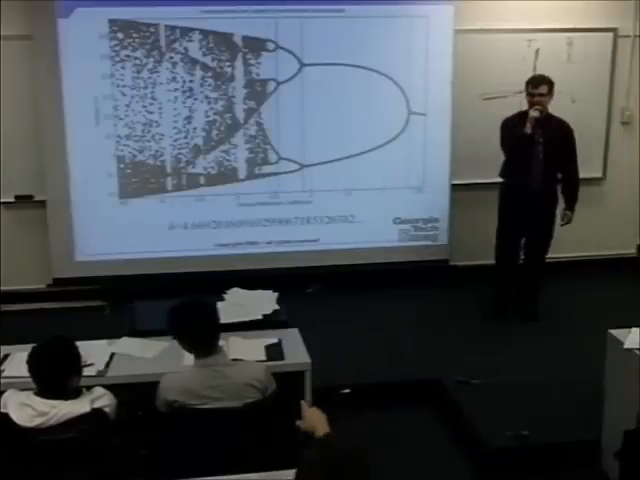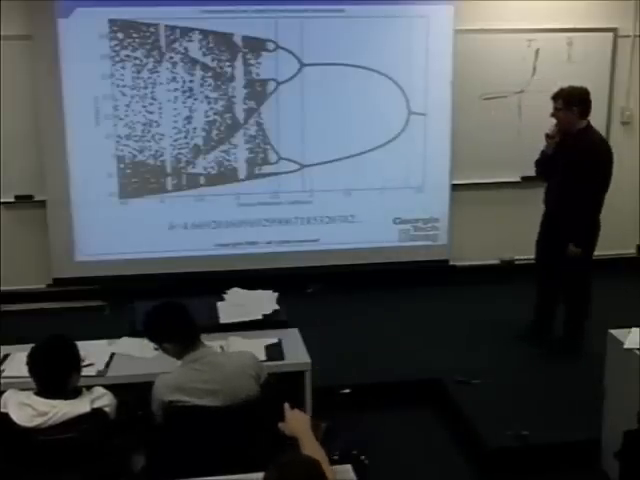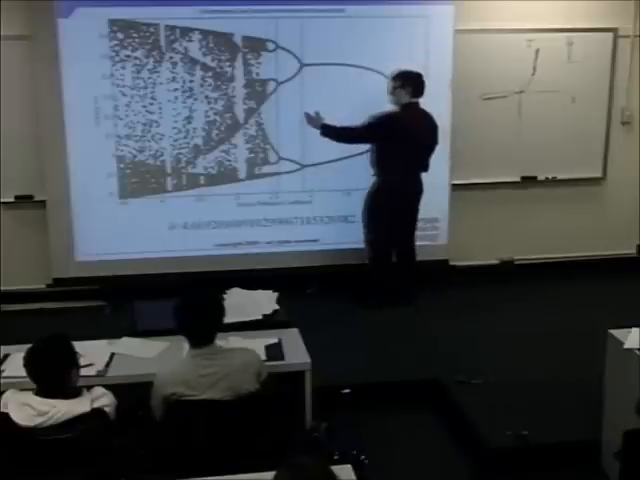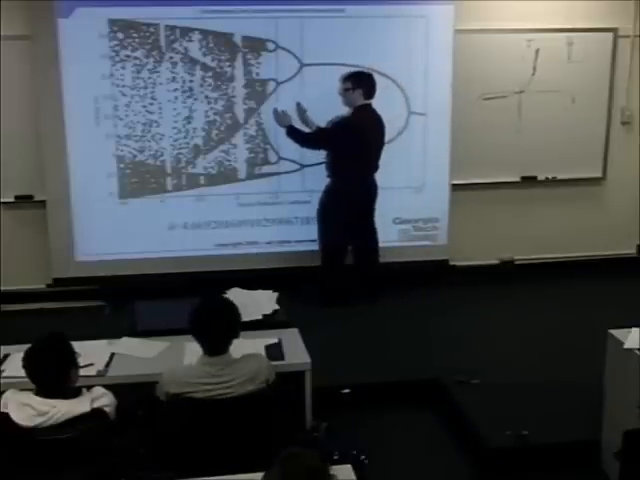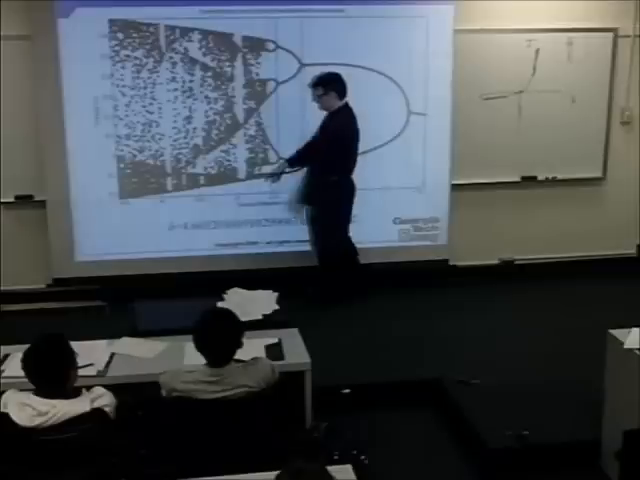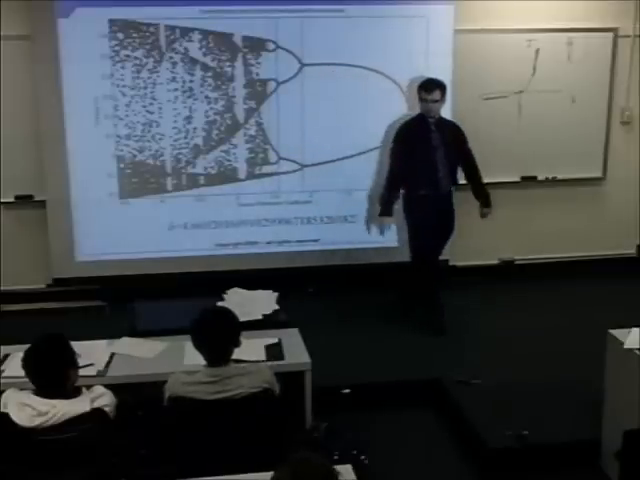Hey, so what is that 4.669 number again? That is Feigenbaum's constant. That's the ratio of this interval to this interval, or this interval to this interval. And it becomes exact as you approach the wall of chaos as a function of whatever parameter space you're looking at.